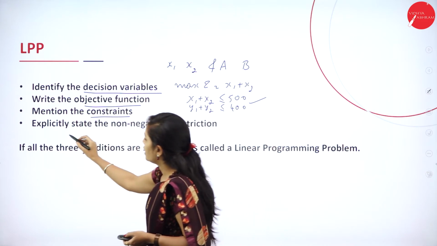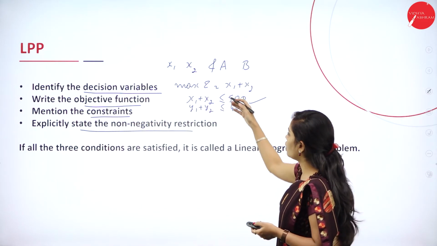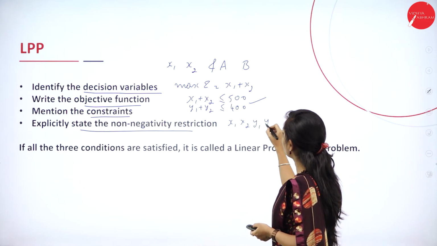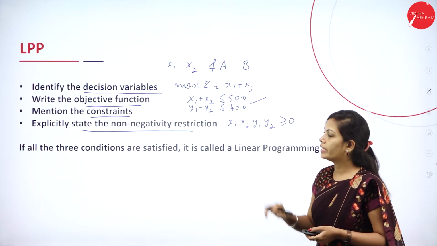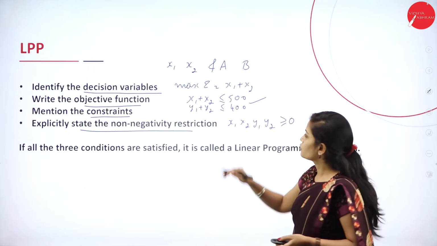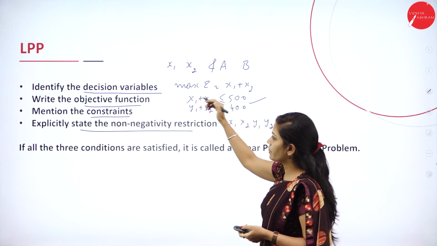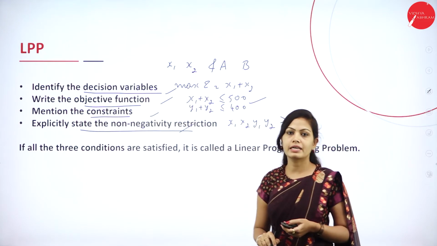And explicitly state the non-negativity restriction. So all these variables x1, x2, y1, y2 should be greater than or equal to 0. This is called non-negativity constraints. So this is the basic structure of LPP: decision variables, objective function, constraints and non-negativity constraints.